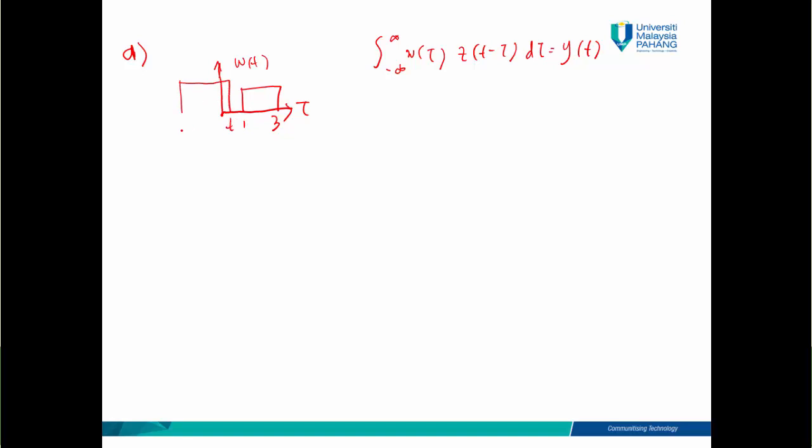This one is t, this one is t minus 2. From here clearly we can see there is no overlap between these two signals. This one is z(t minus tau), this one is w(tau). There is no overlap, so the convolution of both signals equals 0 since there's no overlapping, for t less than 1. Non-overlapping.